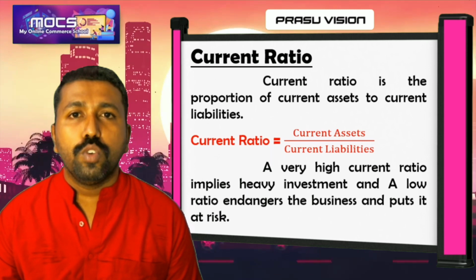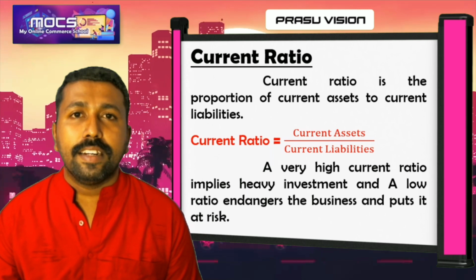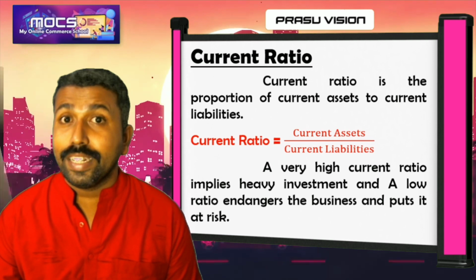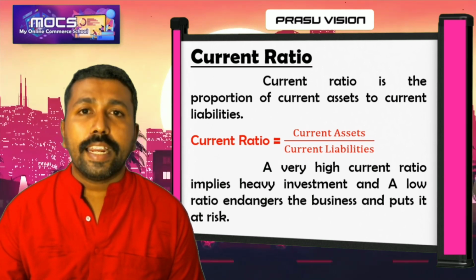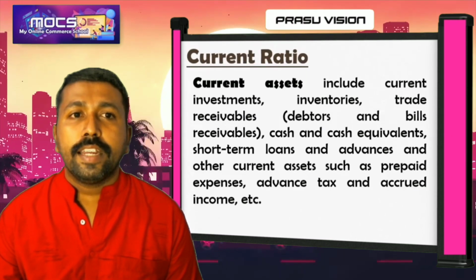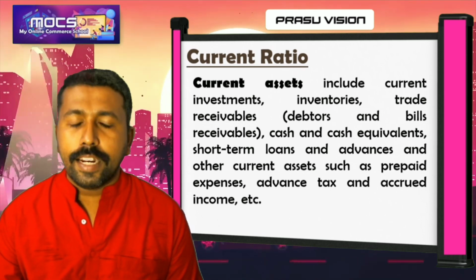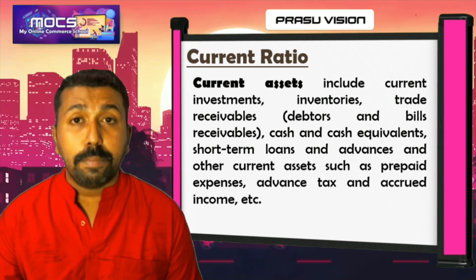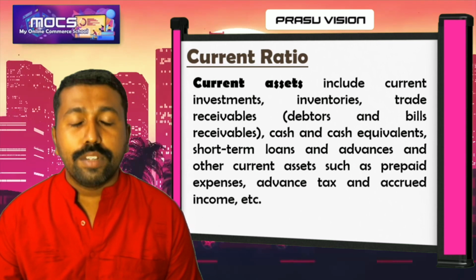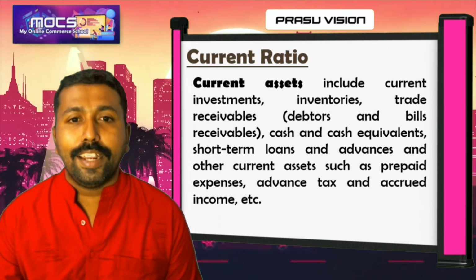So keep in mind we are going to learn what are the items to be taken into consideration while calculating the value of current asset. Don't forget the equation, don't forget the criteria of an ideal current ratio. So keep in mind what are the items included in current asset. It includes current investment, inventory, trade receivable. It includes the sub items like debtors and bills receivable. Cash and cash equivalents include cash in hand, cash at bank, etc. And short-term loans and advances.